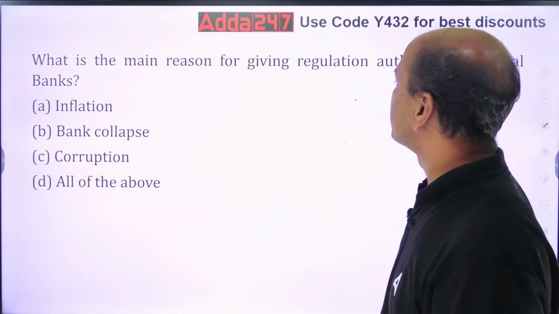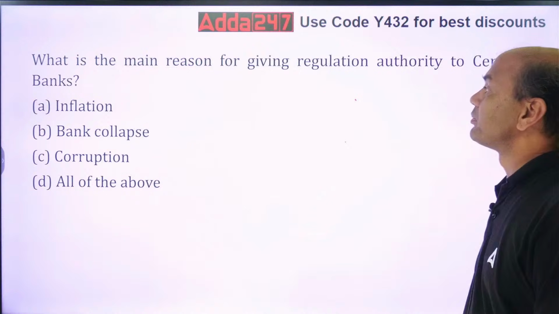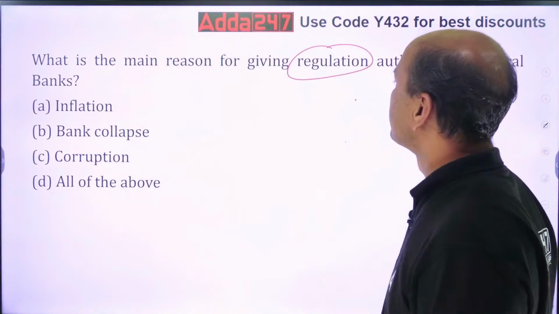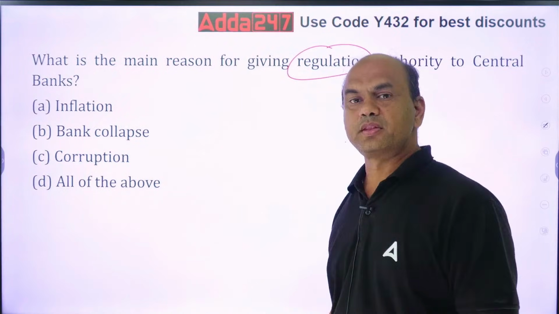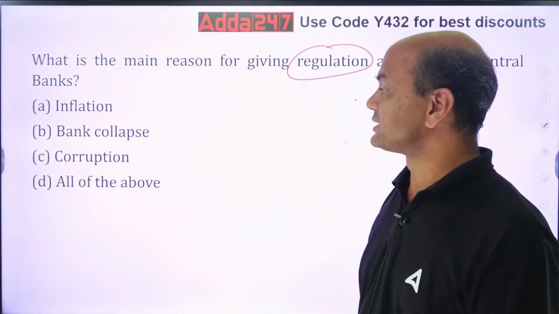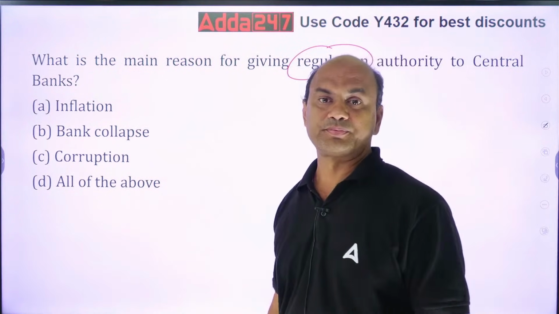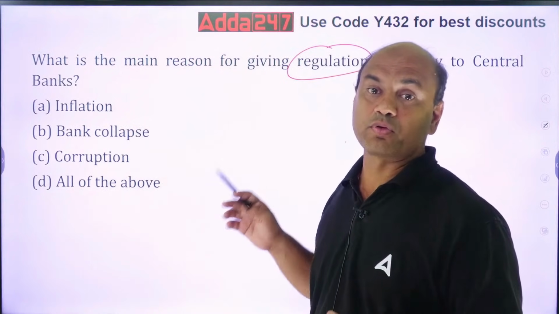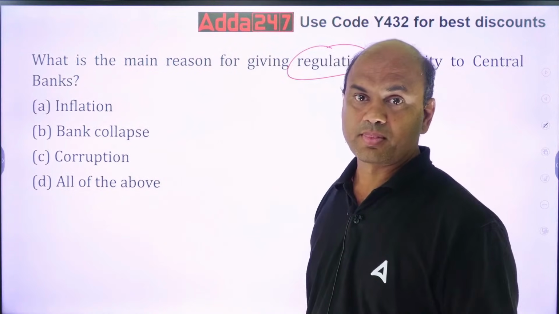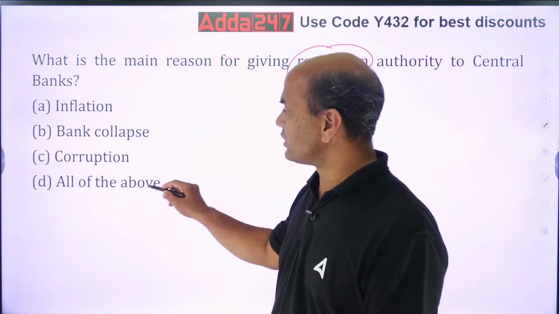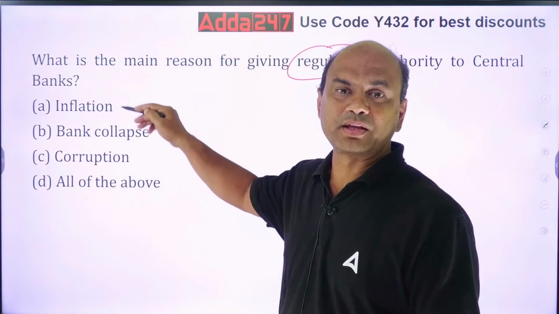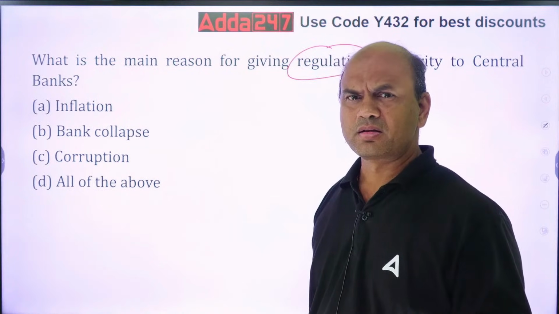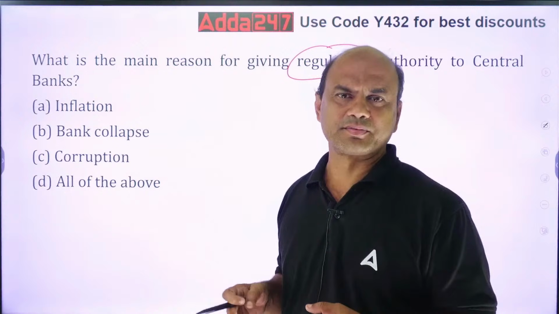What is the main reason for giving regulation authority to the central bank? Option A, inflation. B, bank collapse. C, corruption. D, all of the above. Why is regulation of all the banks given to RBI? Many of you will think the answer is all of the above, but this is not the logical answer.